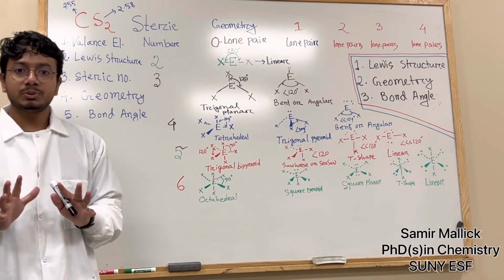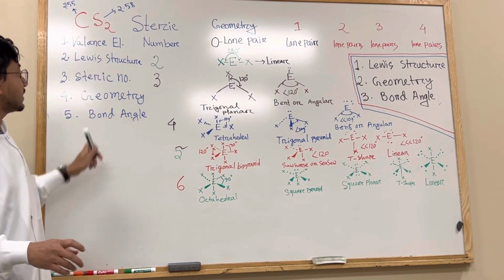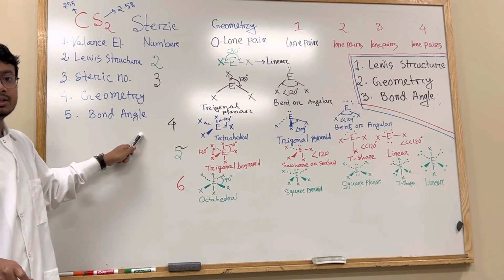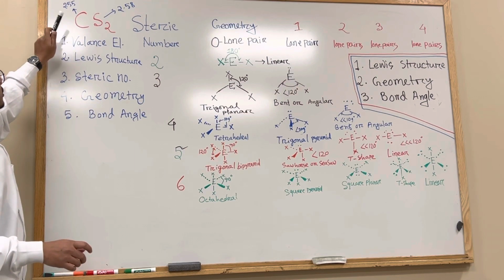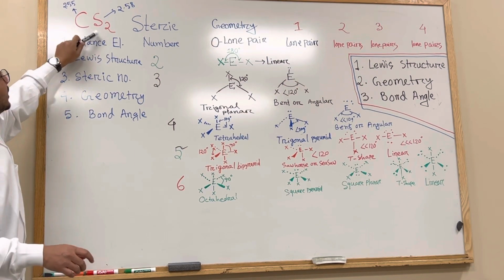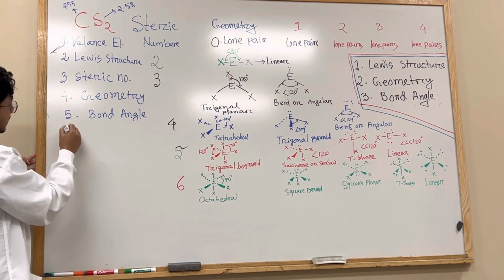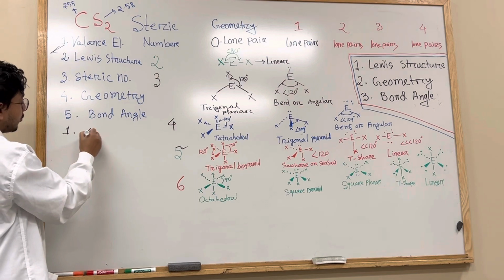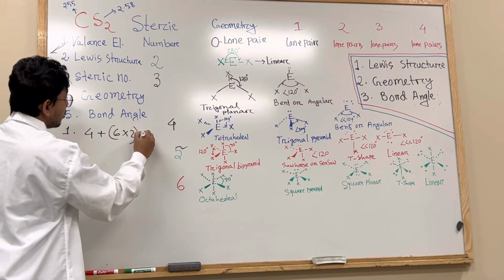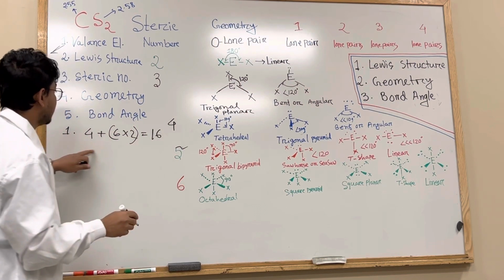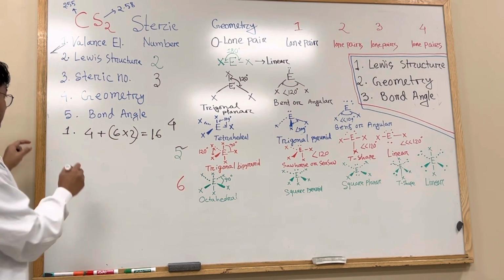Specifically, today I will show you a specific compound, the CS2 Lewis structure, its geometry and its bond angle. Before going to the geometry and bond angle, we need to find the valence electrons of the elements. Carbon has 4 valence electrons and sulfur has 6, so 6 times 2 is 12, and the total will be 16. So 16 valence electrons are there, and then we need to set up the Lewis structure.